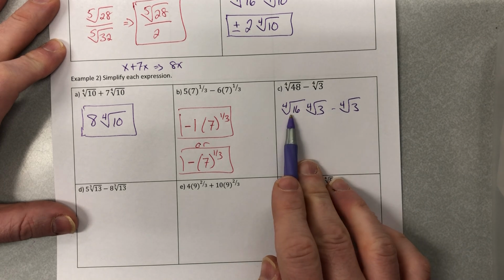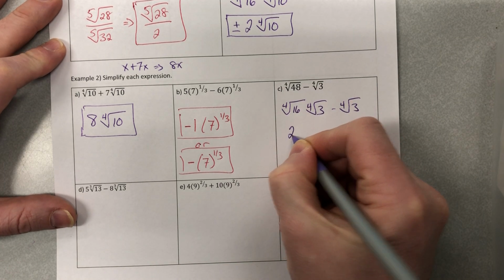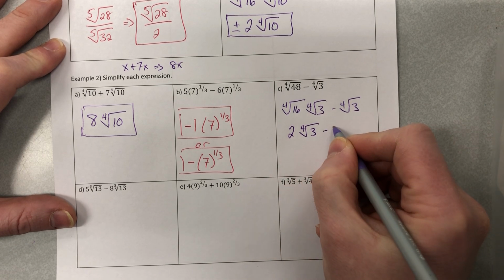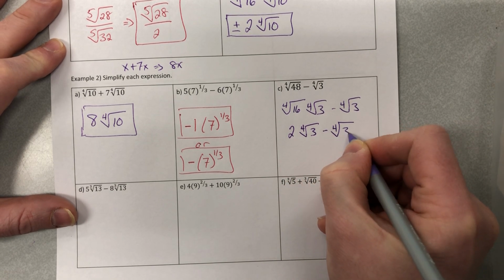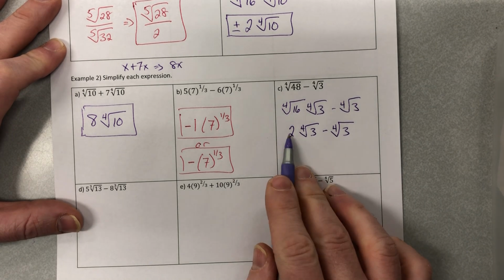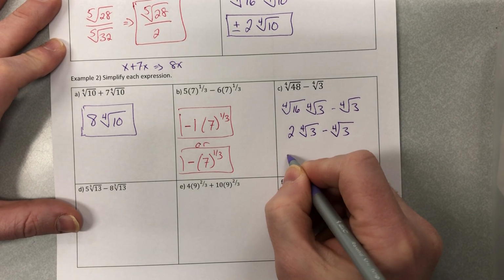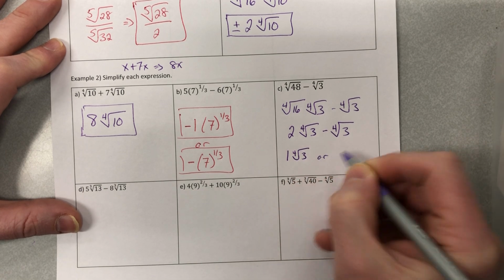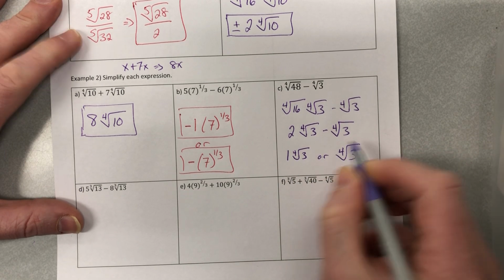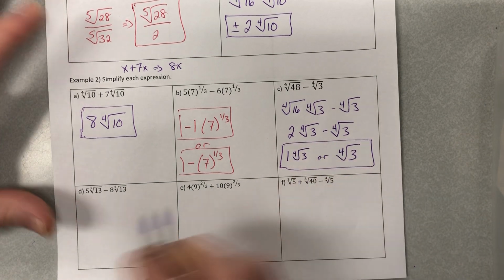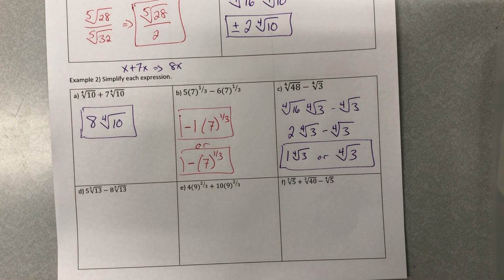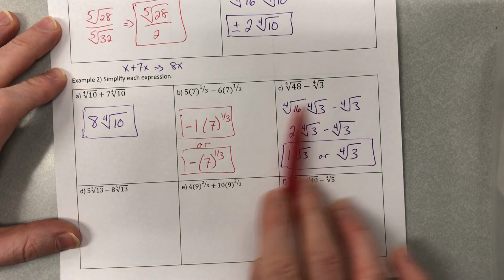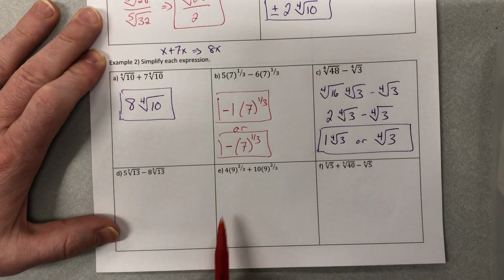All right, well, what's the 4th root of 16? It's what we know, which is 2. So we now have 2 fourth root of 3 minus the 4th root of 3. 2 minus 1 is 1. So you could either write it as 1 times the 4th root of 3 or just the 4th root of 3. Okay? Those would be the ones with the extra step where it's going to kind of combine simplifying the radical and combining them. Some of them aren't.